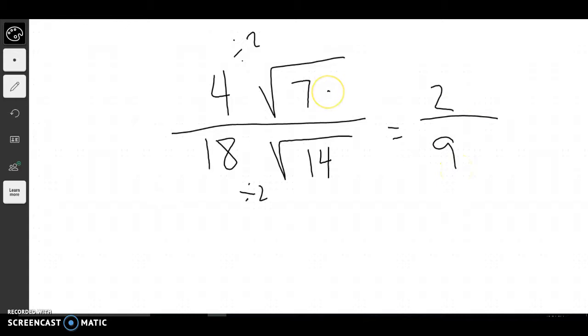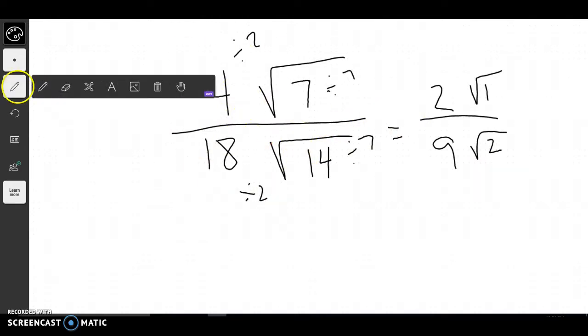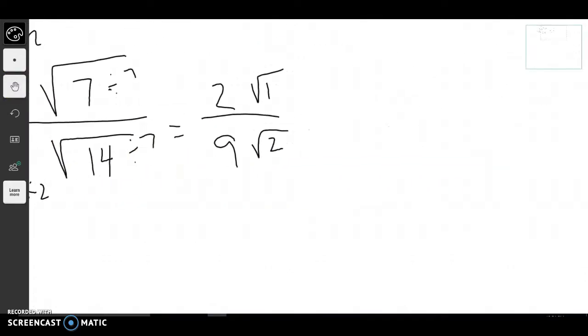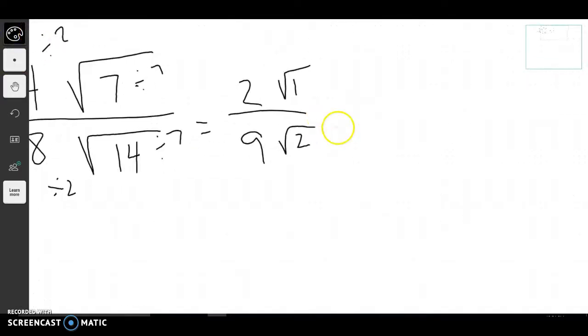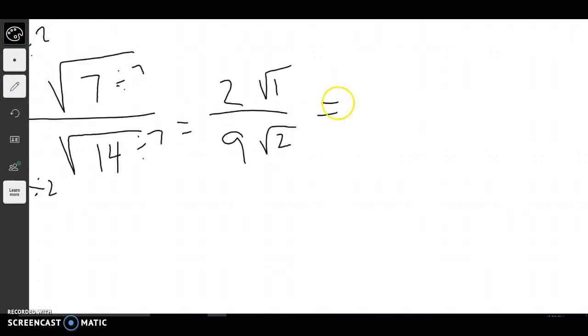Same thing with the 7s. I know I can't divide these things kind of outright, but I could divide both these things by 7, which would give me the square root of 1 and the square root of 2. And again, see how the whole numbers are different than the radicals. They don't really mix. Now we can simplify even further because I know what the square root of 1 is. It's 1, and then 1 times 2 would give me 2. So this thing would be 2 over 9 radical 2.